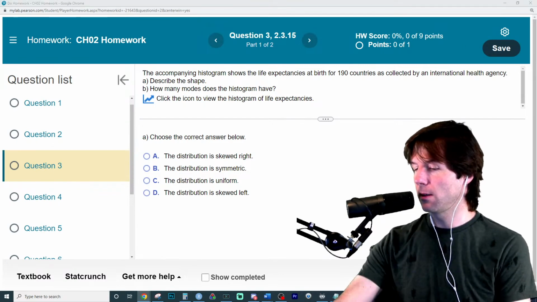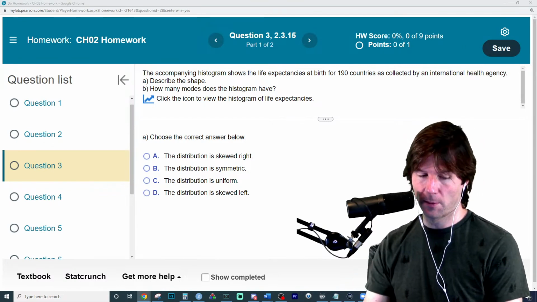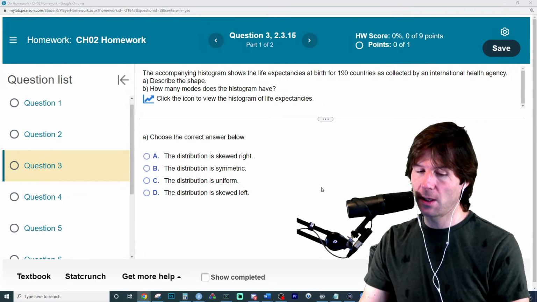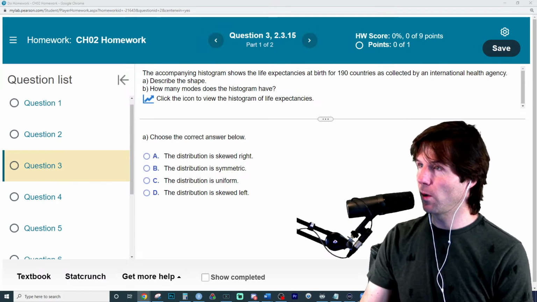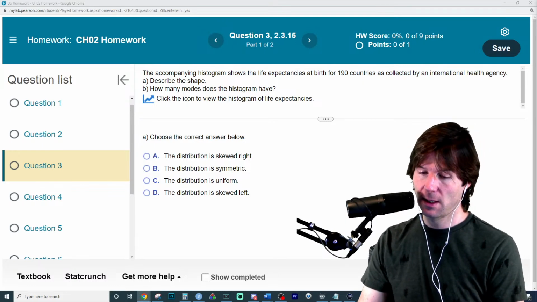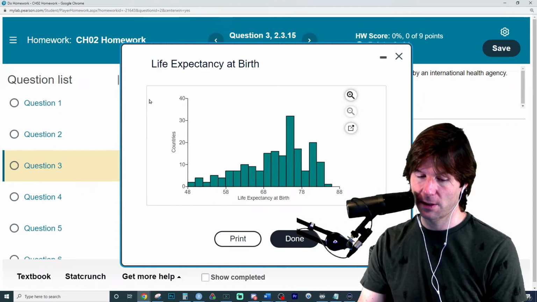So time stamped right here, this is the chapter 2, homework number 3. The accompanying histogram shows the life expectancy at birth for 190 countries. So this is quantitative. It's the life expectancy by an international health agency. Describe the shape of it.